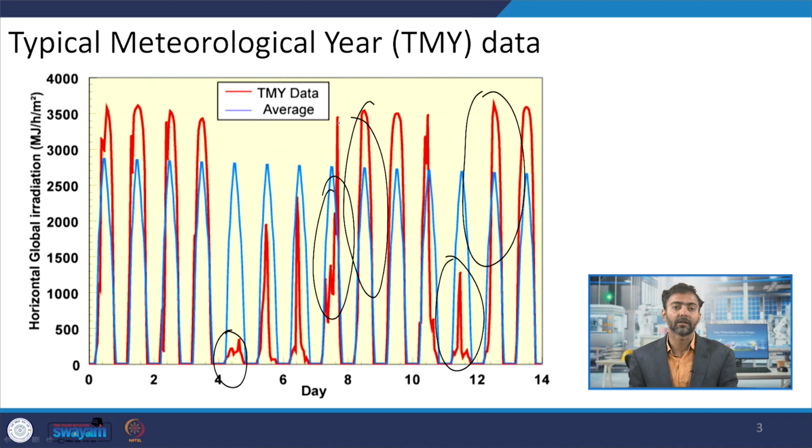All those different types of variations which are typical of the weather profile of a location are captured through the TMY dataset. If we were to take just the simple average, then all these fluctuations would die out, and that would be an artificial thing. That's not how weather behaves, and that's not how your solar PV plant would behave. So that's the reason why we go with the TMY dataset.